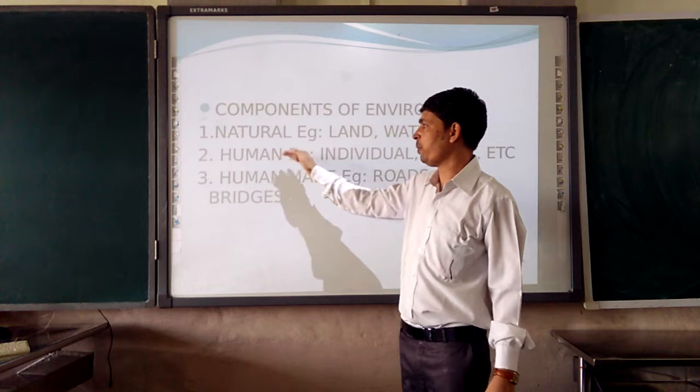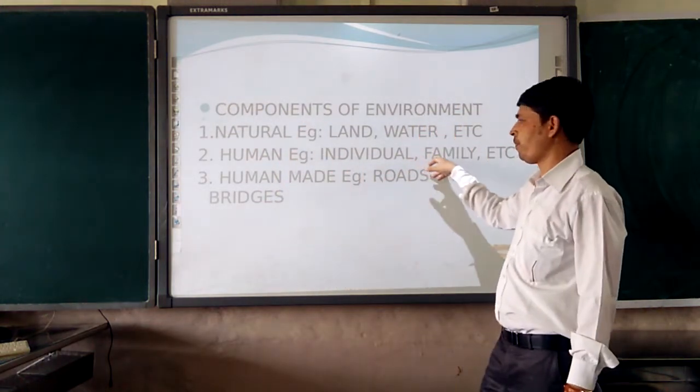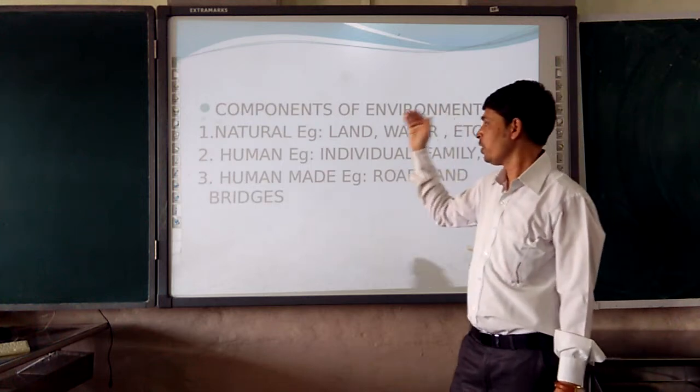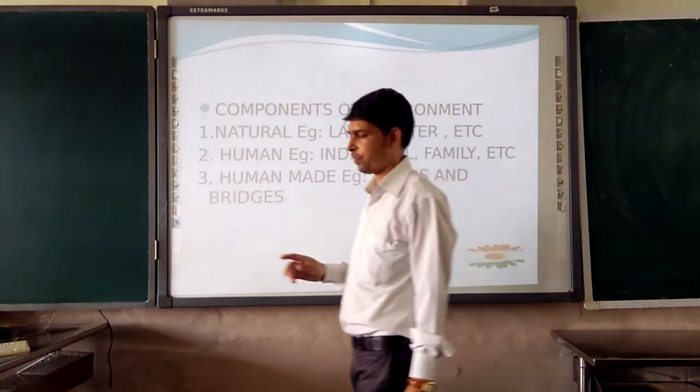In the second one, the human component. In human we have individual, family and many more which we are seeing. Human-made, in that we are taking roads and bridges here as an example.